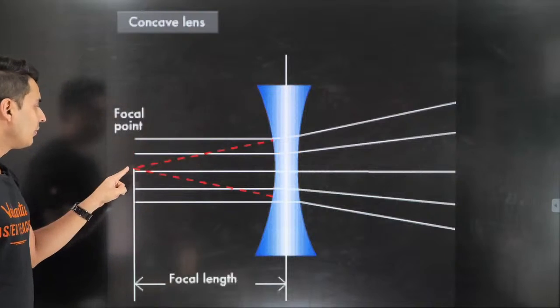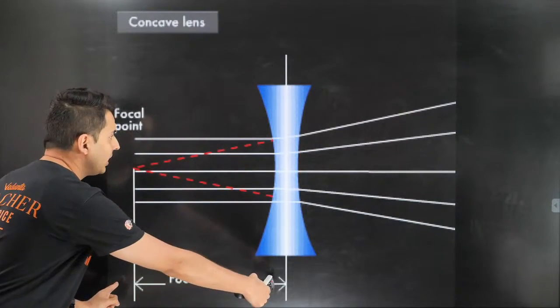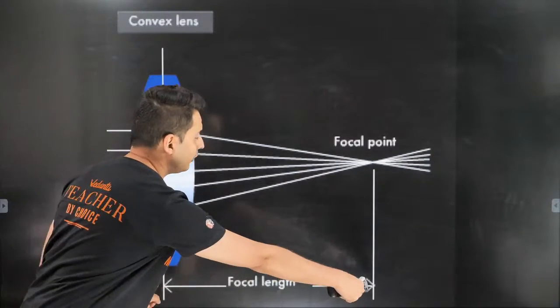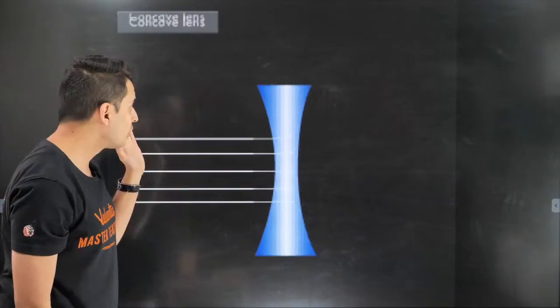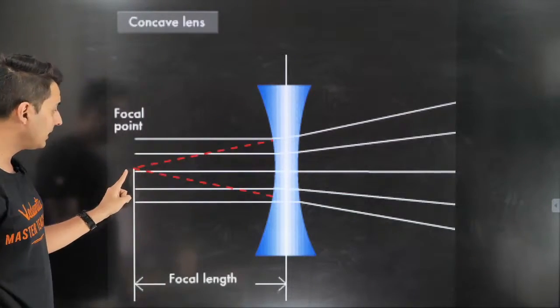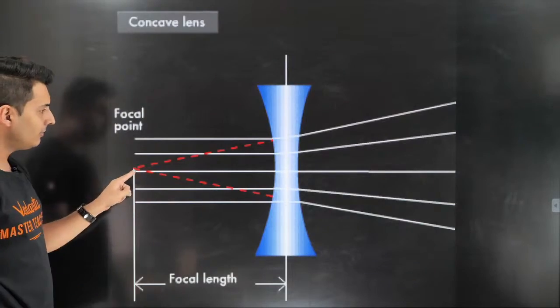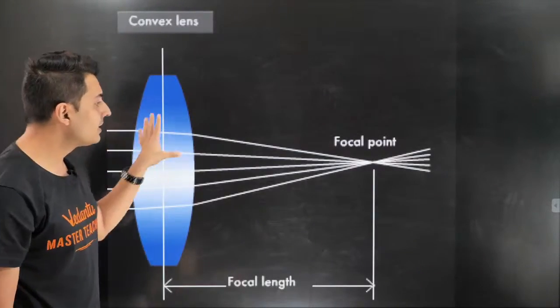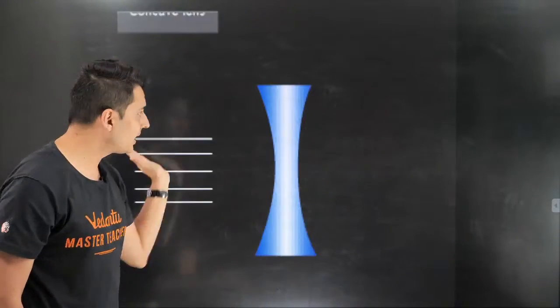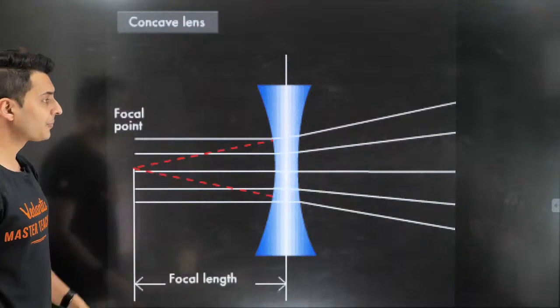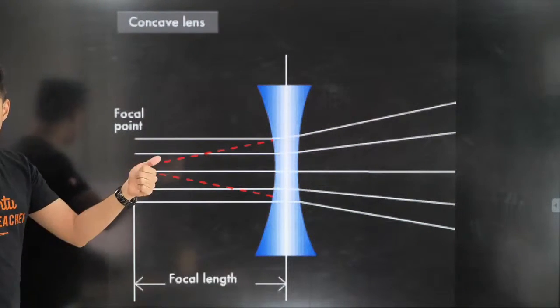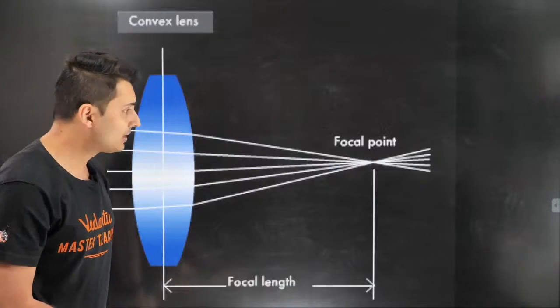For concave, the focal point is behind, this is the focal length. For convex, this is the focal length, this is the focal point. So focal length for concave is negative. Look at that, focal length is negative. But for convex lens, it is positive. It's towards the right side, or on that side of the lens. I hope you understand this. Okay, so I hope this is clear.